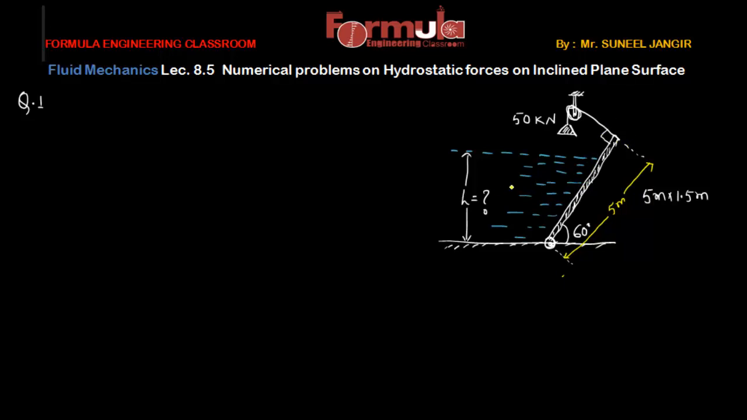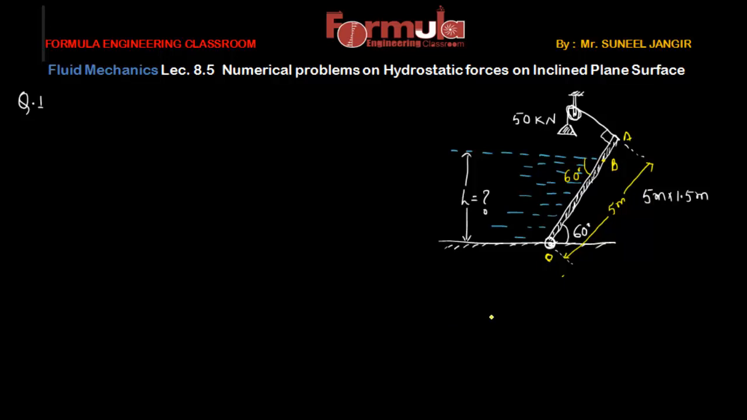So h is our height in this case that we want to calculate. I'm marking this point O, the hinge here. This point is A, and let this point be B. So the submerged surface of the gate is OB. This is 60 degrees, so obviously this is also 60 degrees.